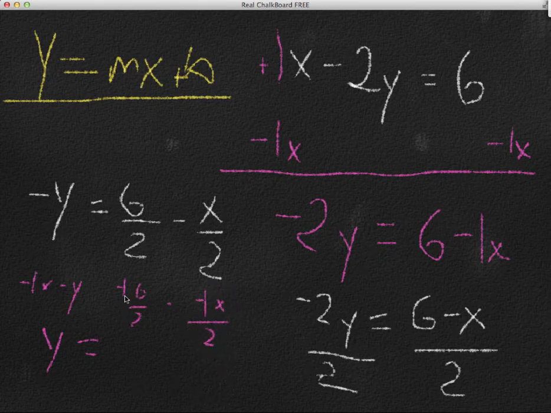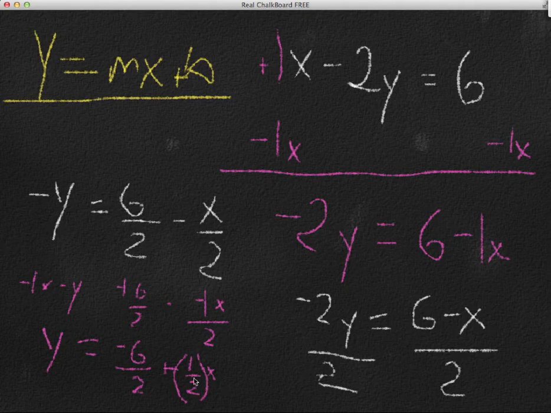So what does that do? That switches. So that gives me my negative 1 I had to multiply, that's a negative 1 right here. So that gives me negative 6 over 2, and the negative, negative here turns that into a positive, plus 1 half x. Because that's what this says, 1 half times x, 1 over 2 times x.